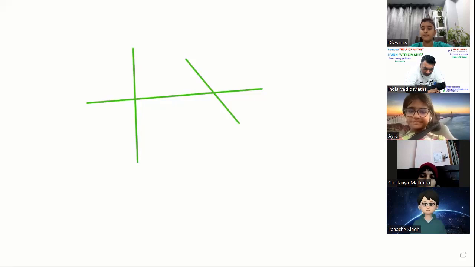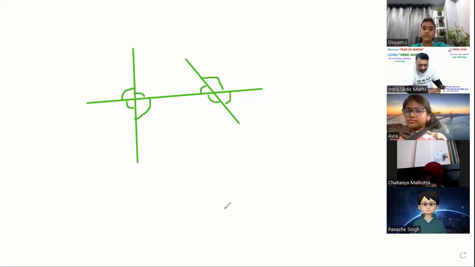So tell me, please. 8. Who is writing so many times? Divyam. Guys, don't write so many times. Chaitanya said 8. So let's see how many angles are formed. 1, 2, 3, 4, 5, 6, 7, 8. Correct. 8 angles are there.